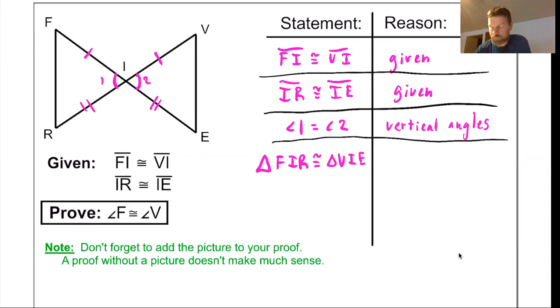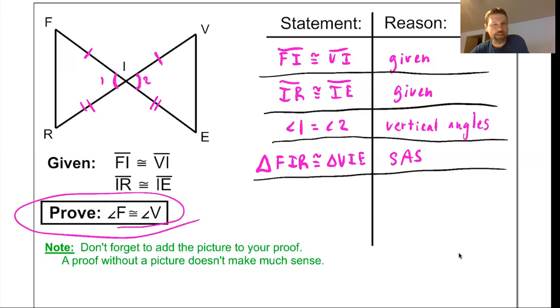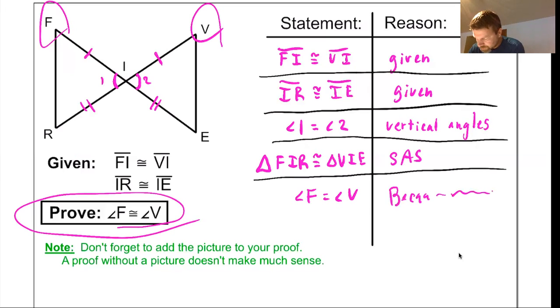How did we know that was true? Well, by our side angle side shortcut. All right, we're finally there. I was asked to prove that angle F is equal to angle V. I now can state that. I can say angle F is equal to angle V. How do I know that these angles are equal? Well, because the triangles were equal, right? If the triangles are congruent, so are all of their parts. I could write that out. I could say, because the triangles are congruent, so are all of their parts.